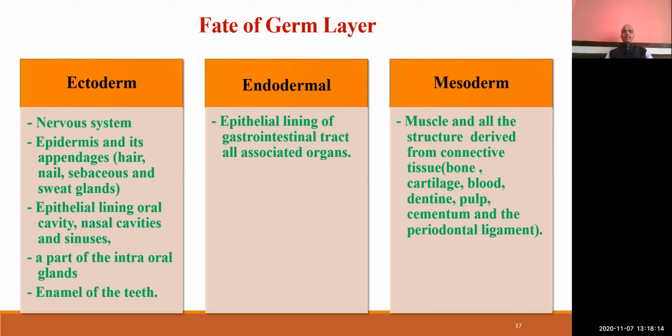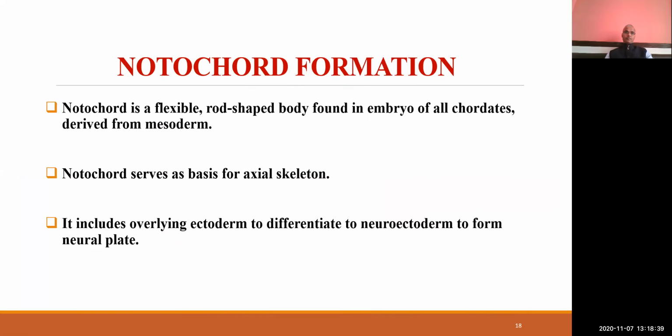Whereas endoderm gives the epithelial lining of the gastrointestinal tract and all associated organs. Whereas mesoderm gives rise to muscles and all the structures derived from connective tissue, that is bone, cartilage, blood, dentin, pulp, cementum, and the periodontal ligament.